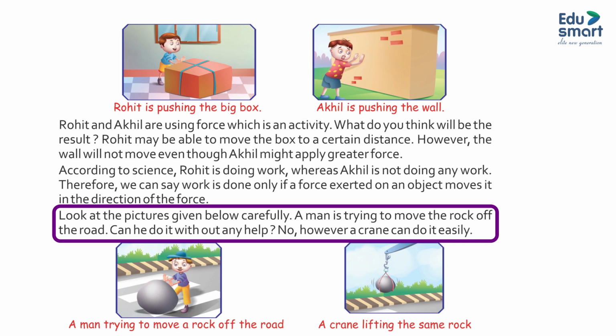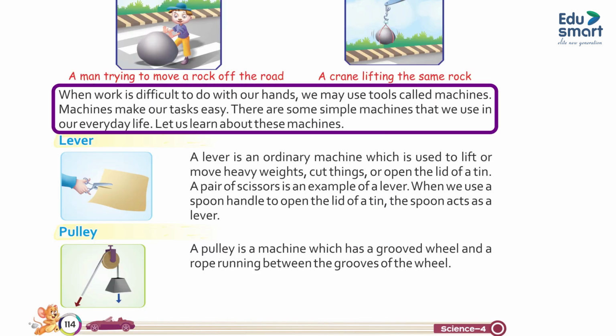A man is trying to move the rock off the road. Can he do it without any help? No. However, a crane can do it easily. When work is difficult to do with our hands, we may use tools called machines. Machines make our task easy. There are some simple machines that we use in our daily life. Let us learn about these machines.